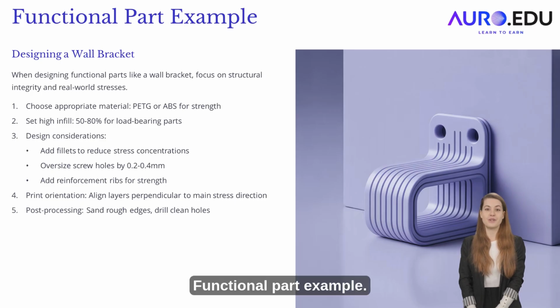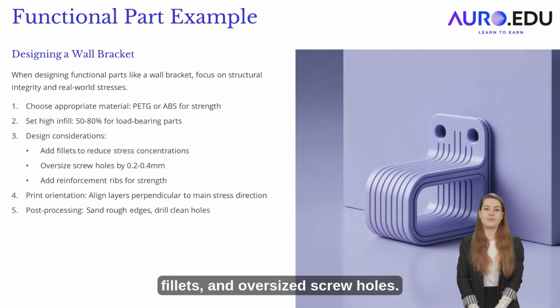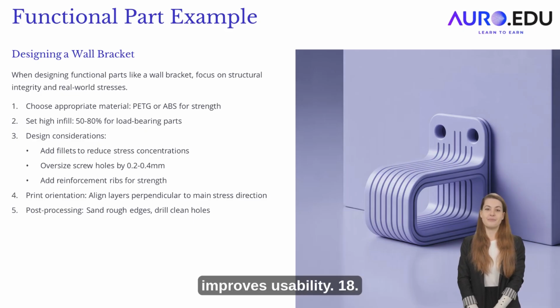17. Functional part example. Consider designing a wall bracket. Use PETG or ABS for strength, and choose 50% plus infill. Design for real-world stress. Add chamfers, fillets, and oversized screw holes. Post-processing, like drilling or inserting metal threads, improves usability.